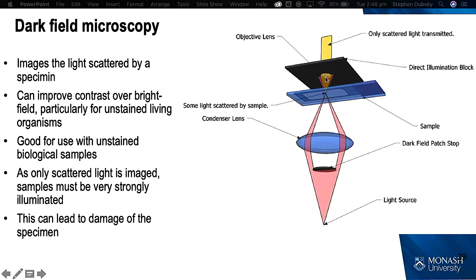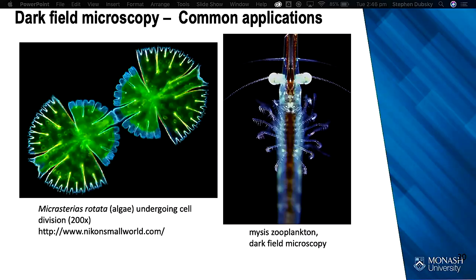And so all you see is this yellow light, and that's the light that's scattered. It's going in a different direction than the direct illumination. So all you see is the scattered light. So you can see you're blocking out most of your light, and all you're seeing is this kind of scattering of light. And you get some nice images like this.